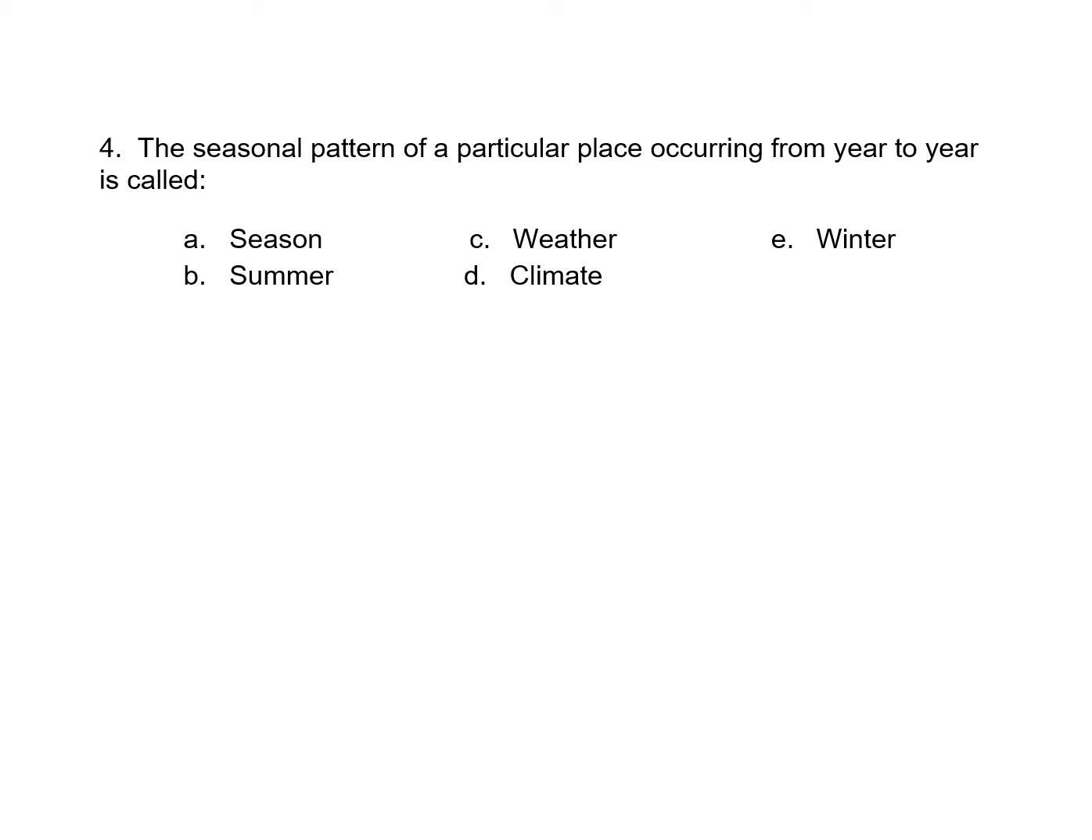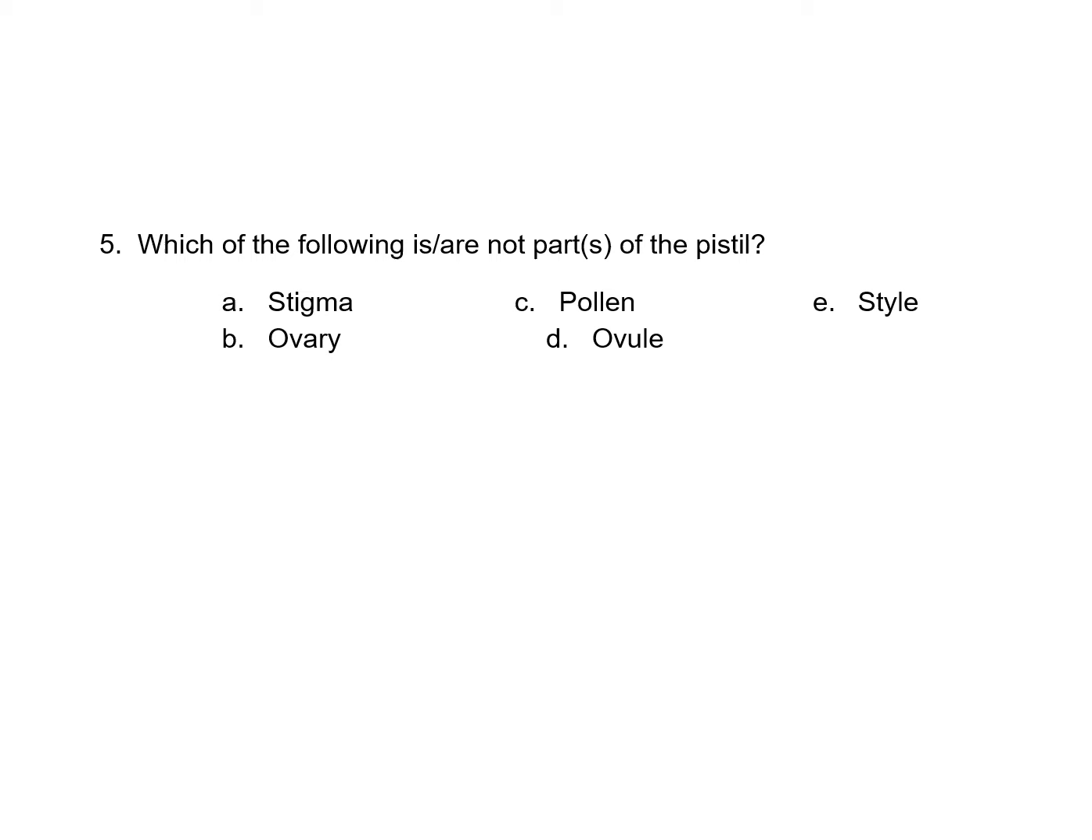Number four, the seasonal pattern of a particular place occurring from year to year is called A. Season, B. Summer, C. Weather, D. Climate, or E. Winter. The answer is climate.